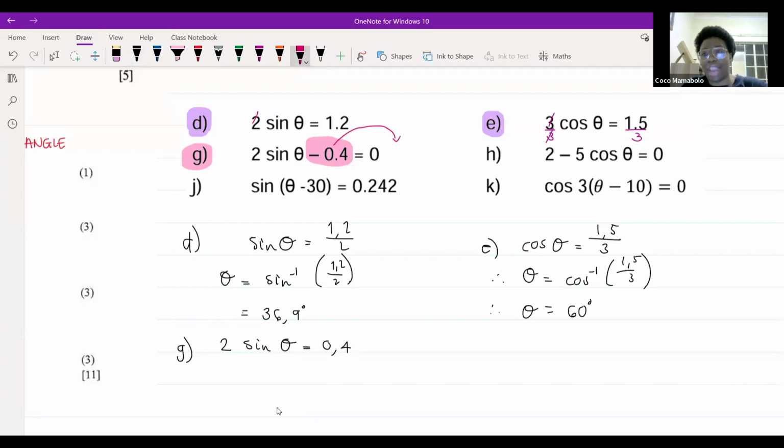What am I doing next? Divide by 2. Yes, good. Divide by 2. Divide by 2. Now I will have sine of theta is equal to 0,4 over 2. Now find me theta, please. Thank you, Abu. Absolutely. Theta is therefore equal to 11,5 degrees.